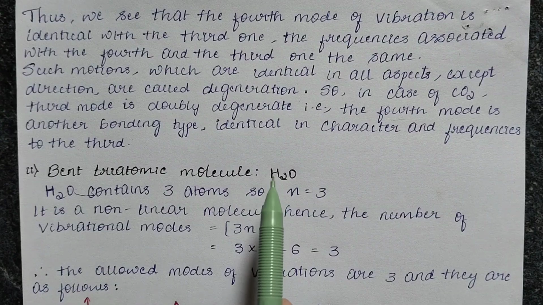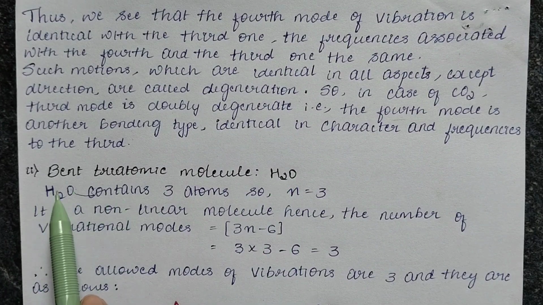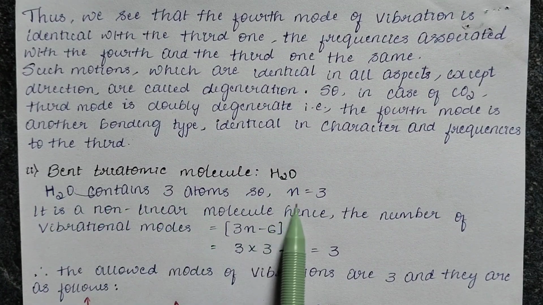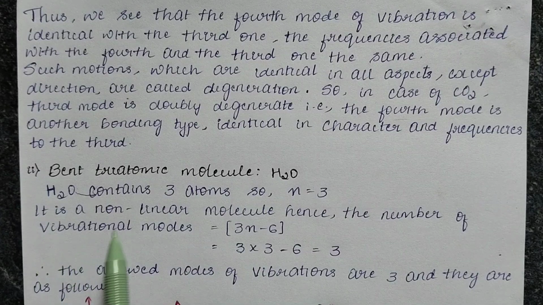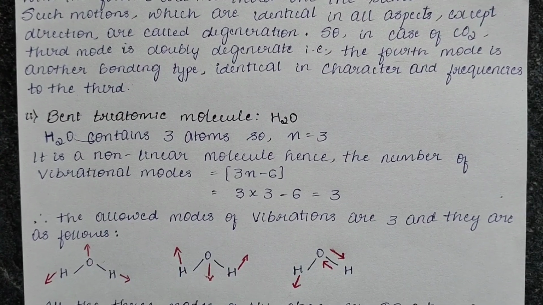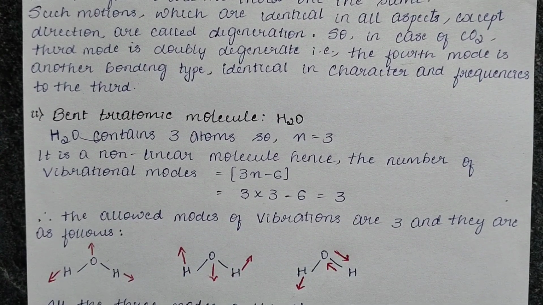We know the structure of water, it is a bent structure. In water also we can see there are 3 atoms, and so N is equal to 3. Bent is nothing but a non-linear molecule, and since it is a non-linear molecule, the number of modes of vibration is given by the equation 3N minus 6. Substituting the value of N, that is 3, into 3N minus 6 gives us 9 minus 6, which is 3, and therefore the allowed modes of vibration are 3. So there are 3 modes of vibration seen in the water molecule. So these are the vibrations.